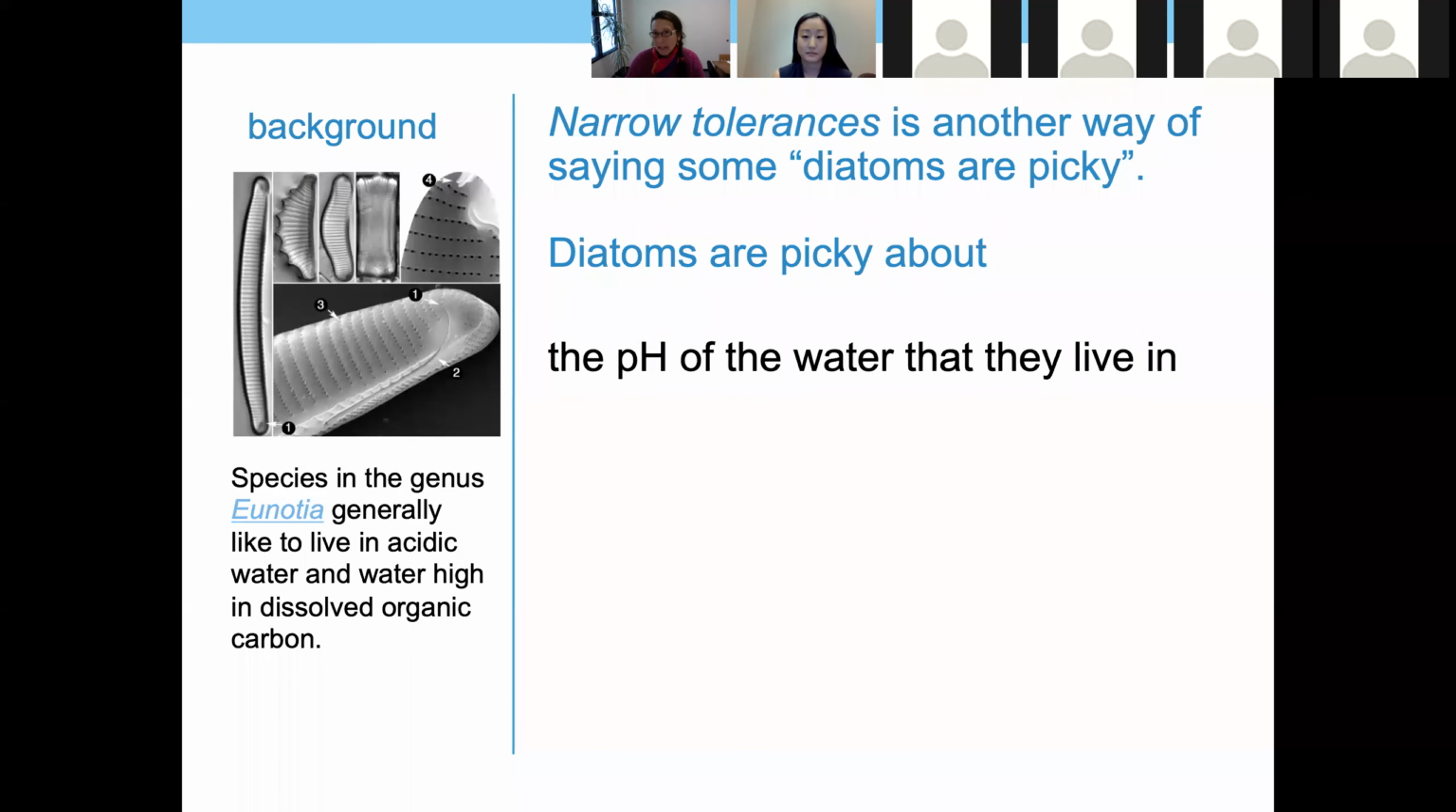So to say something has a narrow tolerance is another way of saying that some diatoms are picky. And some diatoms are picky about the pH of the water that they live in. For example, many of the species in the genus Eunotia like to live in acidic water and generally high in dissolved organic carbon.